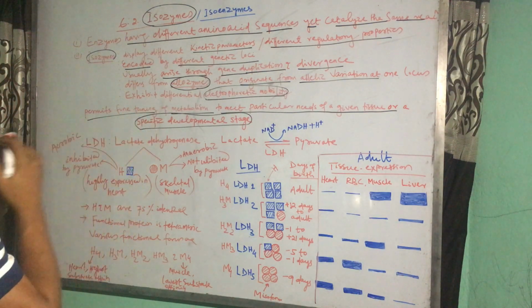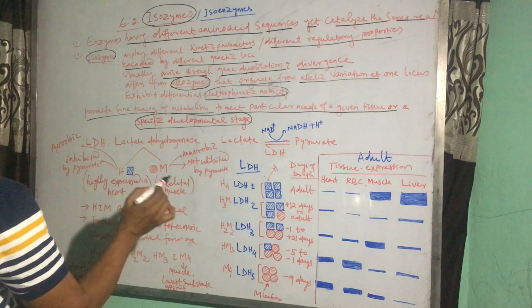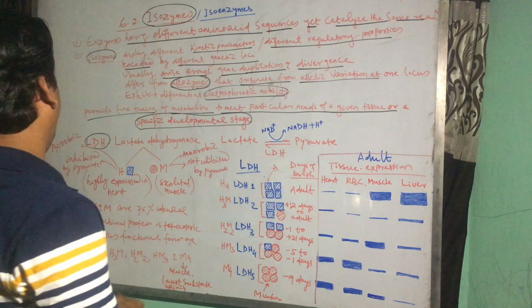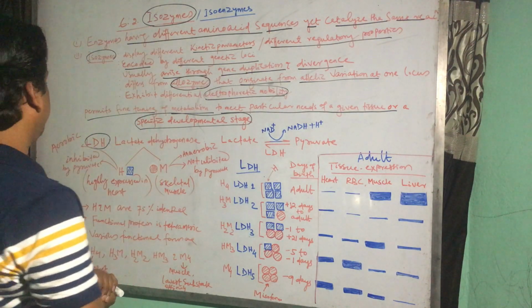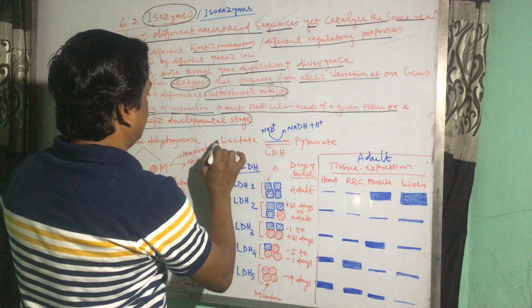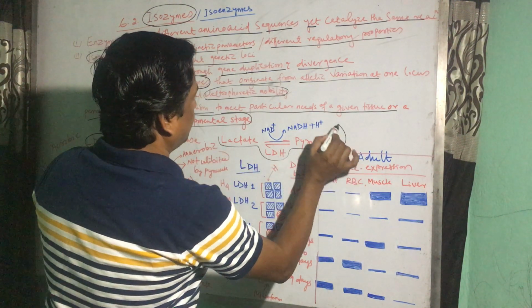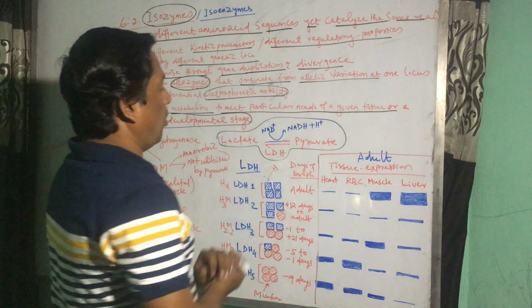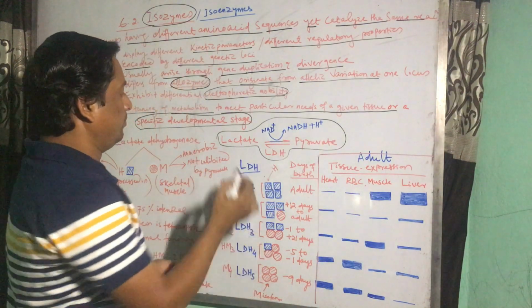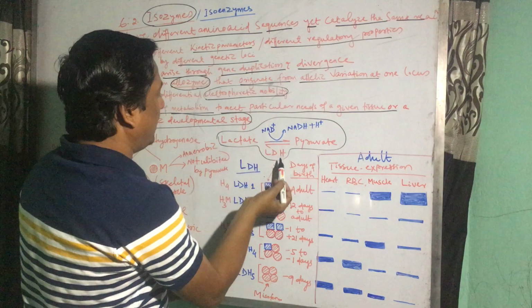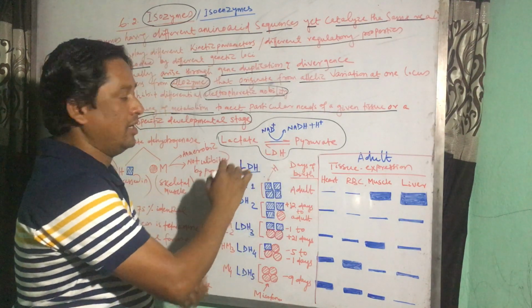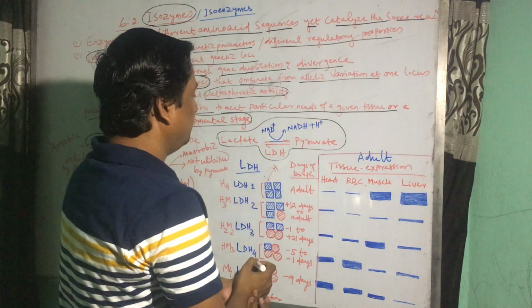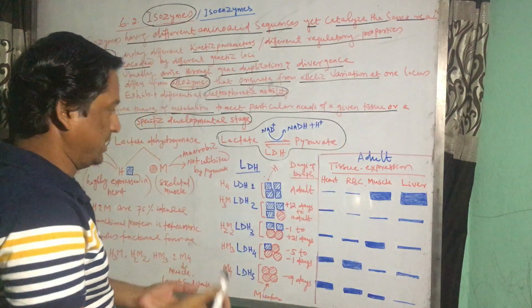As an example, we'll look at a very well studied enzyme, lactate dehydrogenase, which has different isoenzymes. Lactate dehydrogenase catalyzes this reaction, as you can see here. They are mostly involved in anaerobic oxidation of glucose. They convert lactate to pyruvate and vice versa. They are mostly involved in anaerobic metabolism of glucose and gluconeogenic processes.